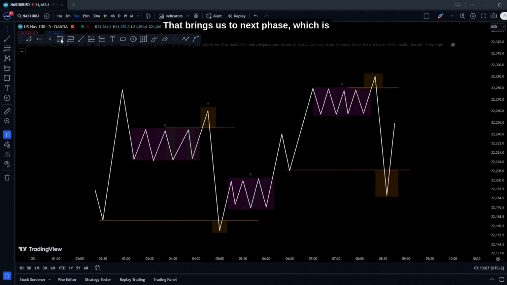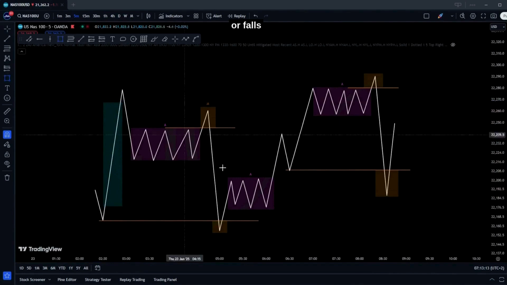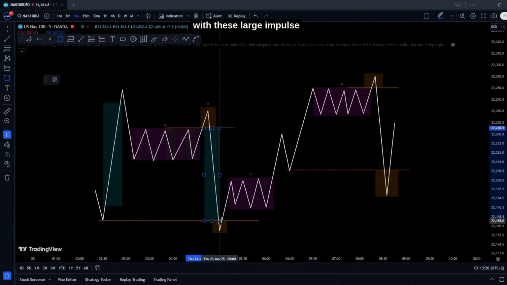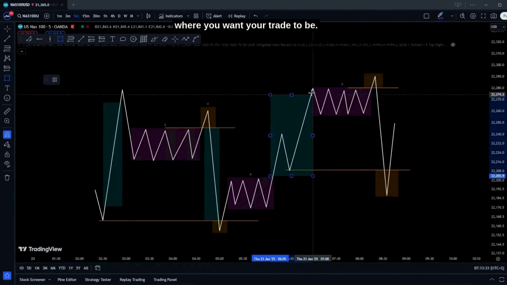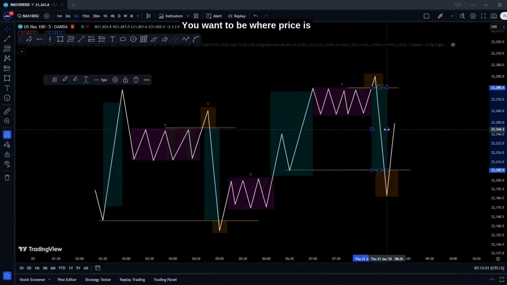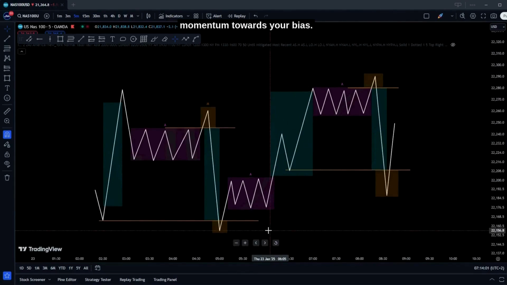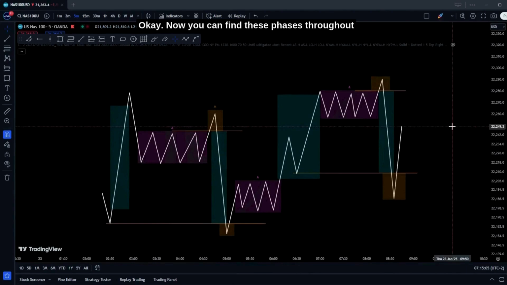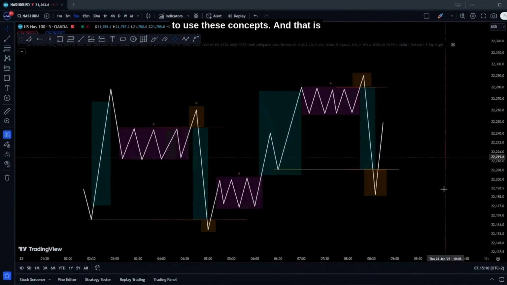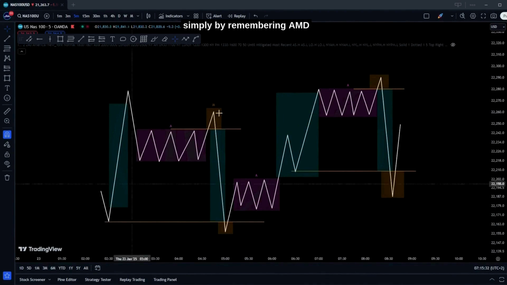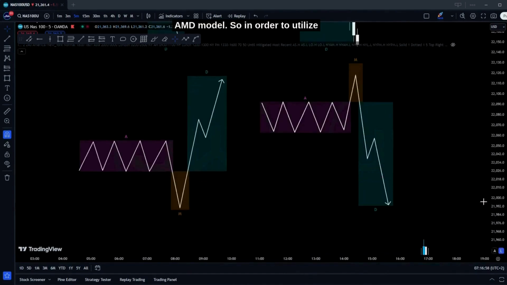That brings us to our next phase, which is the distribution phase, and that is when price rallies or falls with these large impulse moves. And that's essentially where you want your trade to be. You want to be where price is pushing with the most volume and momentum towards your bias, okay? Now you can find these phases throughout the chart, but there is an ideal way to use these concepts, and that is simply by remembering AMD in that order. So let me show you. So this is our AMD model.